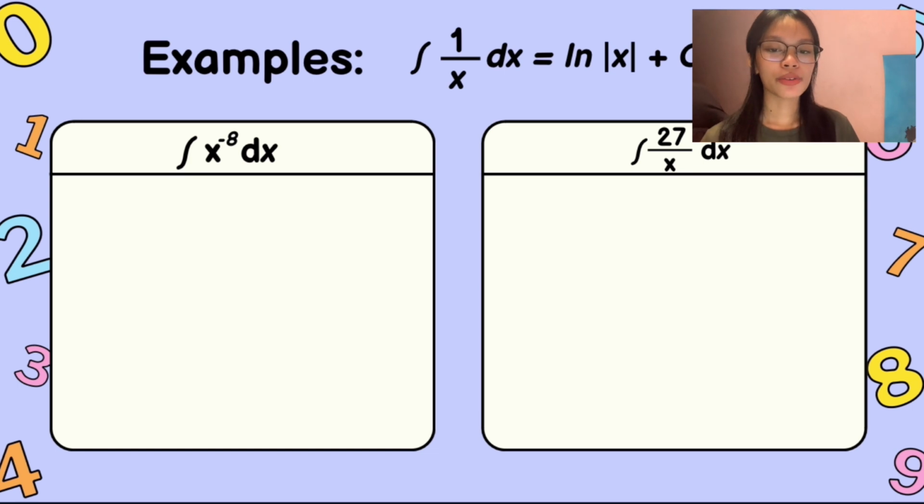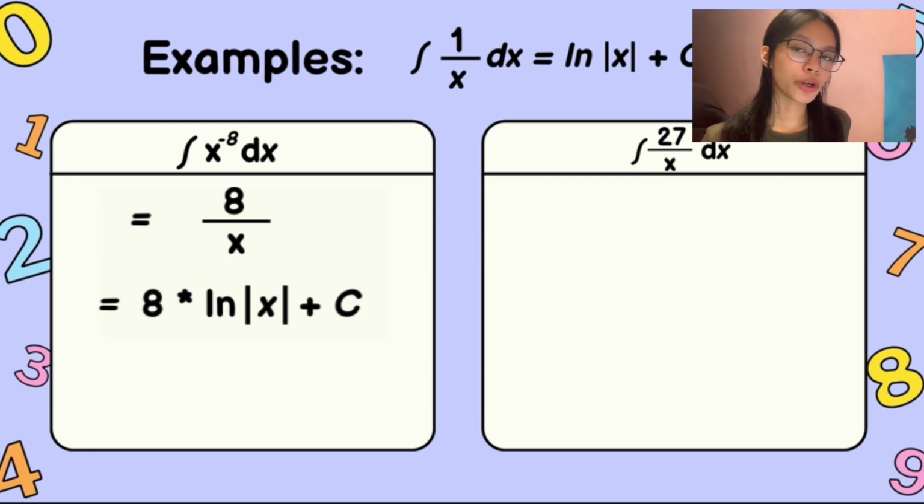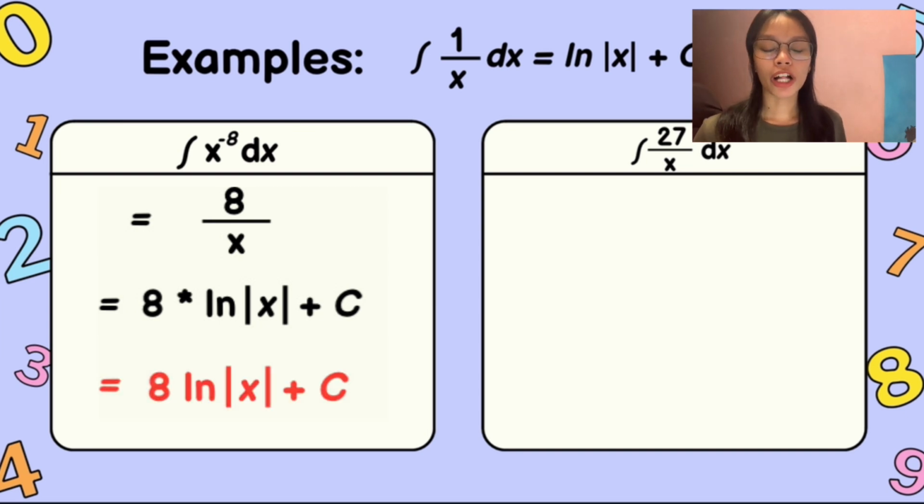The integral of x raised to the power of negative 8 dx is equal to... the first step is to put it in its proper form. You can now multiply the 8 with the formula shown in the rule. Like for example, 8 times ln absolute value of x plus c. Our answer will be 8 ln absolute value of x plus c.